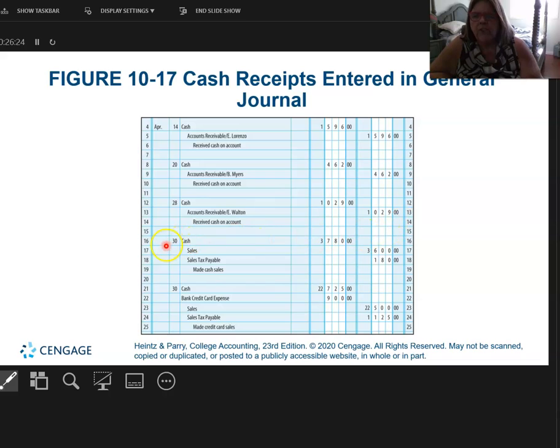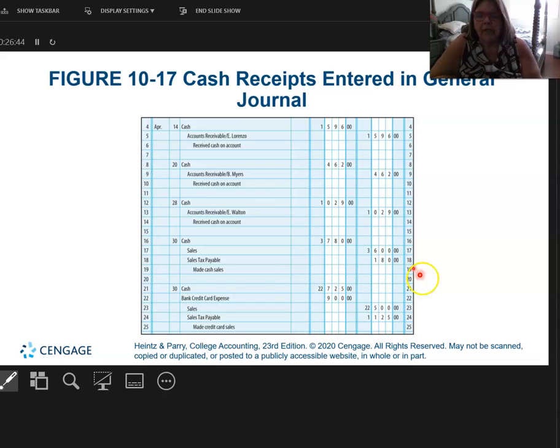Now, this transaction here was when I had cash sales and I had taxes. So I collected this much money, but of that only $3,600 is my sales and $180 are my taxes. But I have to account for all the money I collected.